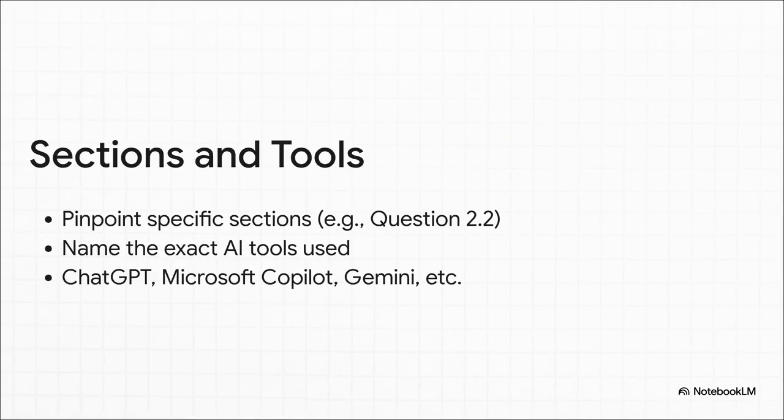Moving on to steps 2 and 3, identifying the sections and the tools. You need to pinpoint exactly where the AI stepped in. Was it question 2.2, the introduction, the conclusion? Be incredibly specific. Then, you name your superpowered librarian. Which tool actually gave you the help? Was it ChatGPT, Microsoft Copilot, Gemini, something else?